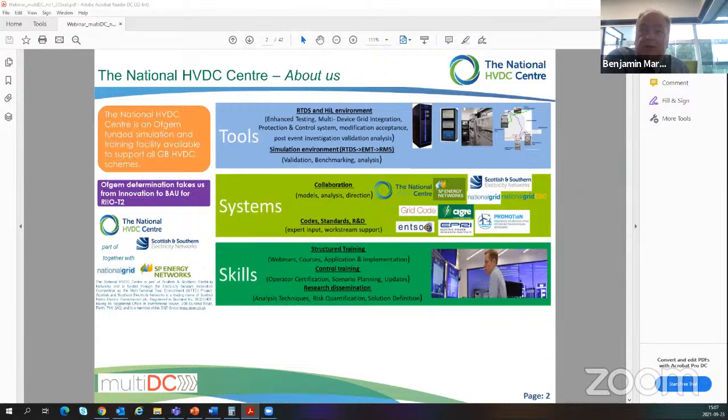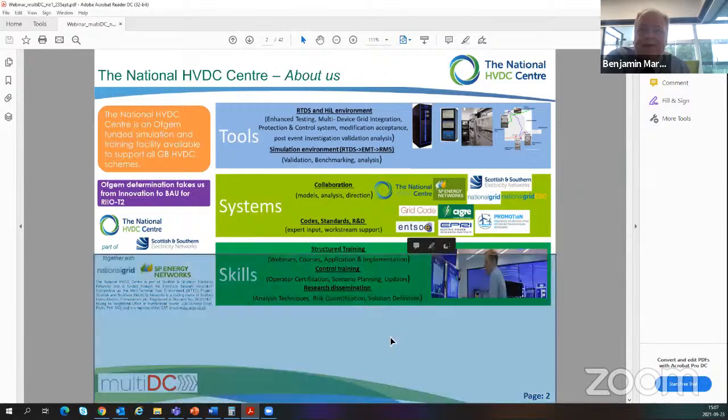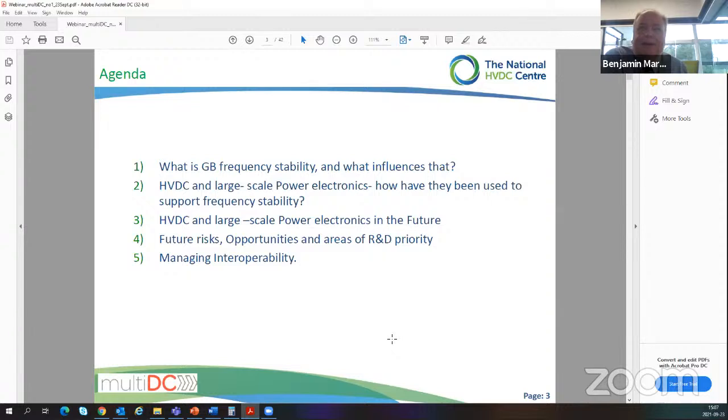So if we move to the next slide. Just a brief introduction to the topics I'm going to cover. A bit of what is frequency stability, what influences that with the GB focus, moving towards where we're talking about HVDC, what does it do, how does it implement response, and then we move on to the future of HVDC and large-scale power electronics, and then we round up by talking a bit about future risks, in particular interoperability being the key area as we move forward.